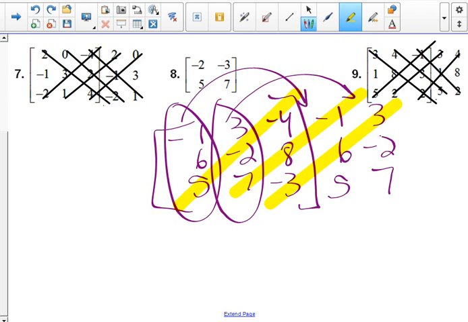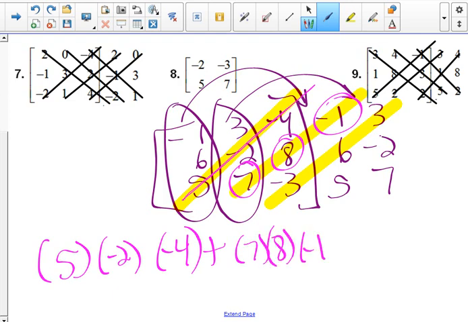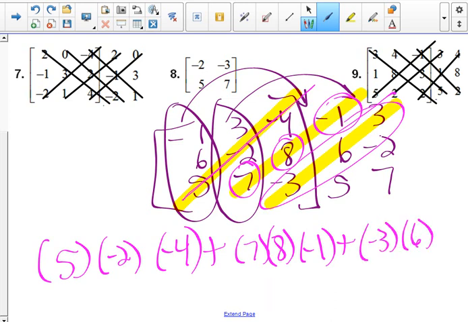So let's do this. It's going to be 5 times negative 2 times negative 4, so there's that one, plus the next diagonal going this direction is 7 times 8 times negative 1, plus the next diagonal going that direction, negative 3 times 6 times 3. Okay, that's the first part.